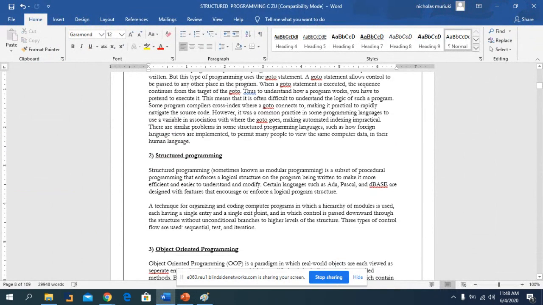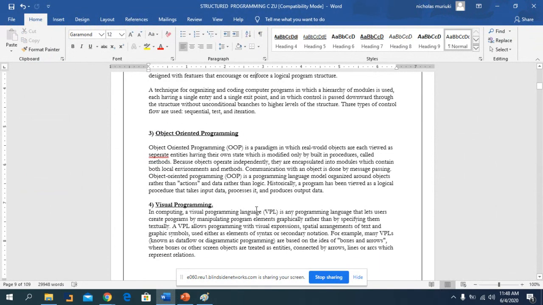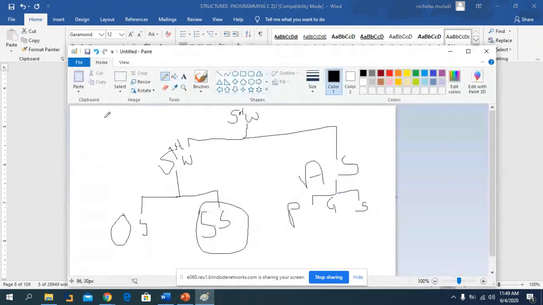Object-oriented uses objects. One of the languages that we can use here, I have said, is C++, and we can use Java. C++ and Java, and many others, because it's not only these that are categorized as object-oriented programming, where we have real objects, and each is viewed as a separate entity having its own state, which is modified only by built-in procedures.